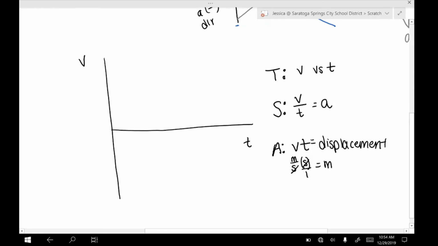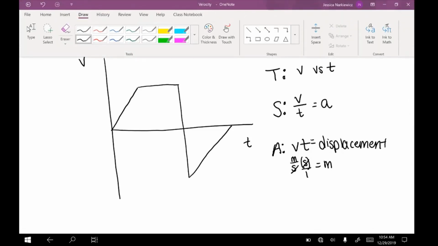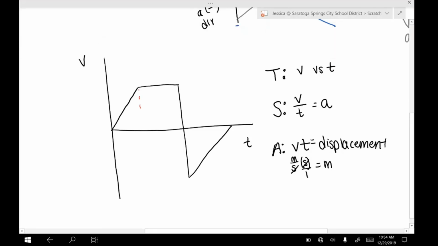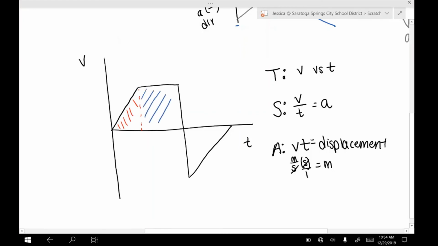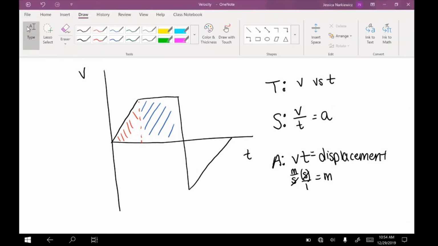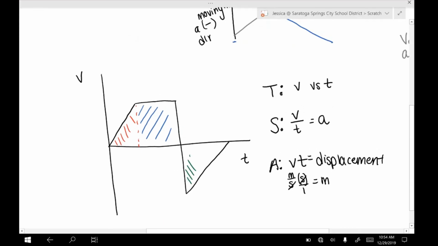So if I draw a graph that looks something like this, there are kind of three distinct sections. There's this first triangular section where the object is speeding up. Then there's this next rectangular section where my object is moving at a constant velocity. And notice how the slope is 0, so there's no acceleration. And then there is this third section where my object is slowing down, going backwards.